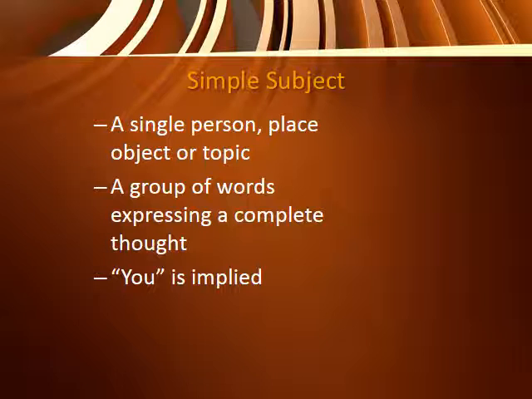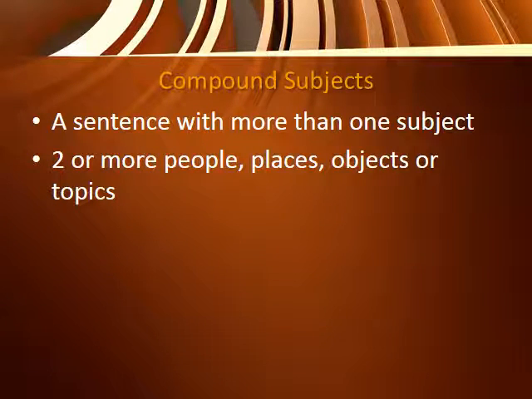Basically, a simple subject is just one single person, place, object, or topic. It could be a group of words expressing a complete thought, and sometimes the subject is implied. For example, you. You is a subject that is implied, and what implied means is it doesn't necessarily have to be stated in the sentence. It can be invisible in the sentence, but it's implied that the subject is you, and the subject is about you. A compound subject is a sentence that has more than one subject.